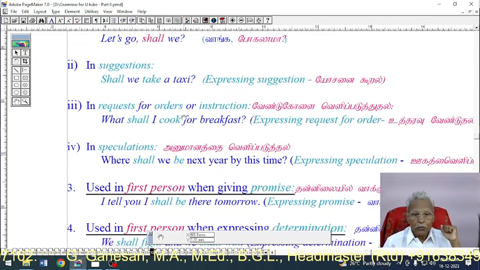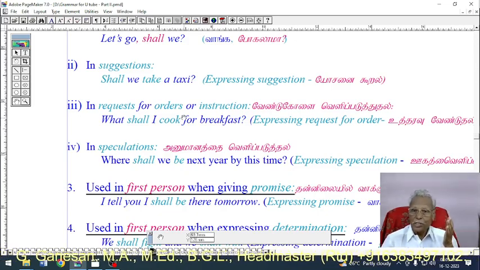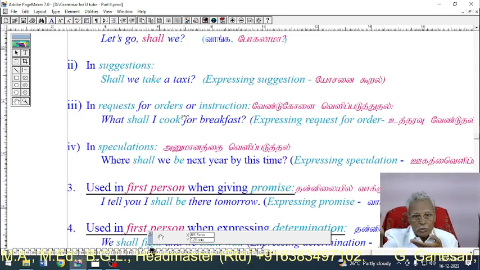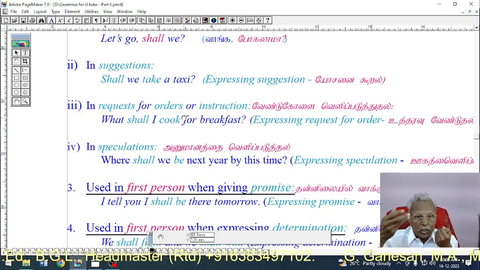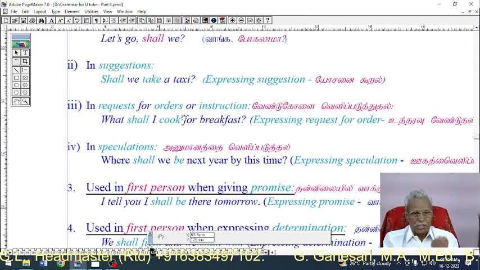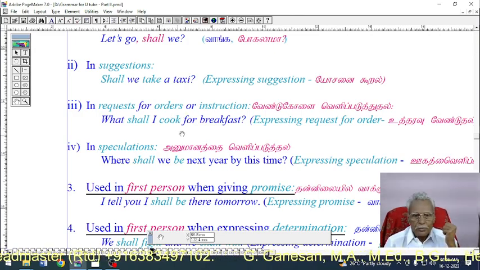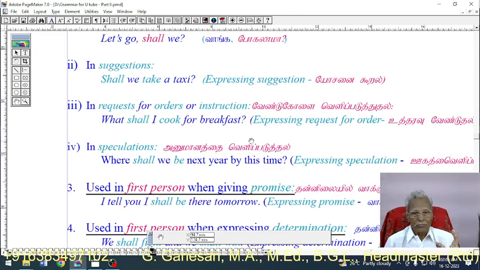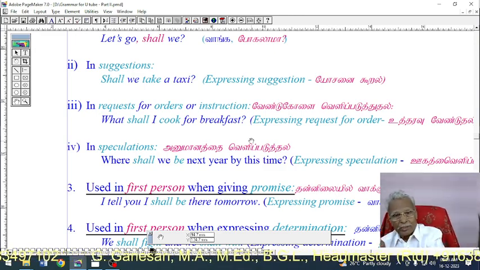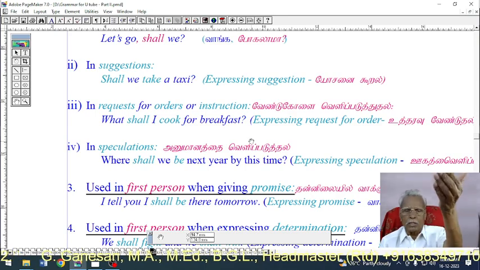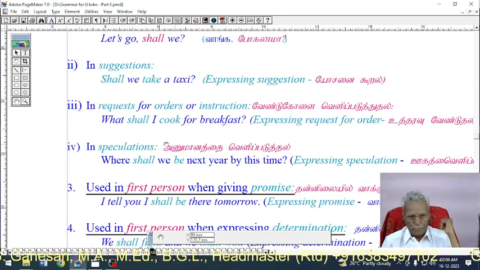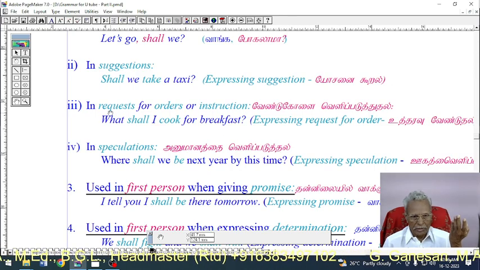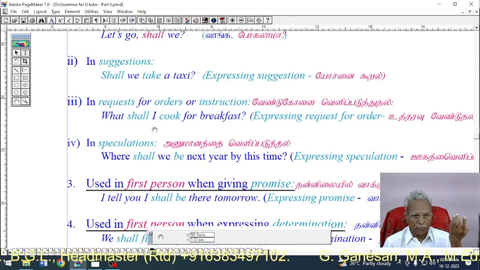Then, in a request for order or instruction, the third use of shall in the first person is giving a request for order or instruction. What shall I cook for breakfast? It is the request given to the owner or the higher authority. A request for order or instruction.